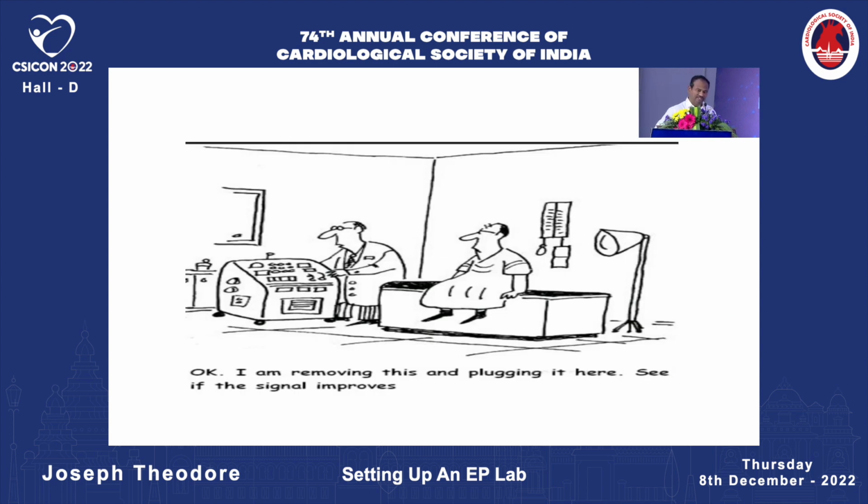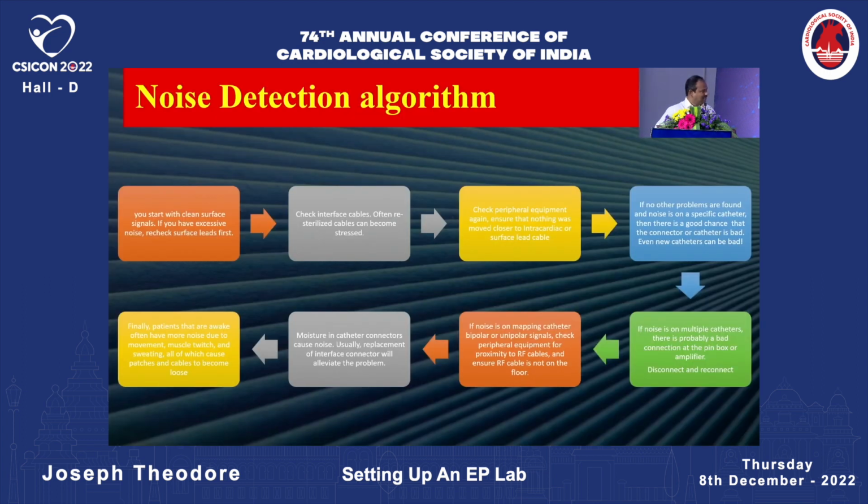Next. So even after doing this, you might get a lot of noise in your EP lab. Many times our EP tech would keep on plugging off and plugging in to see if the signal improves. But most important is to follow a usual algorithm whenever you find noise. You start by rechecking your surface electrodes. That will be the most important issue in many of the noise problems. Then check interface cables. Your re-sterilized cables can also become stressed many a time, so that can lead to these kinds of things.